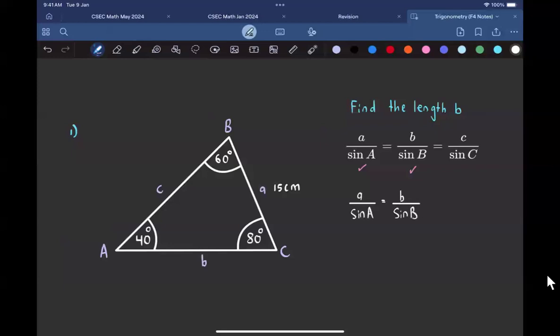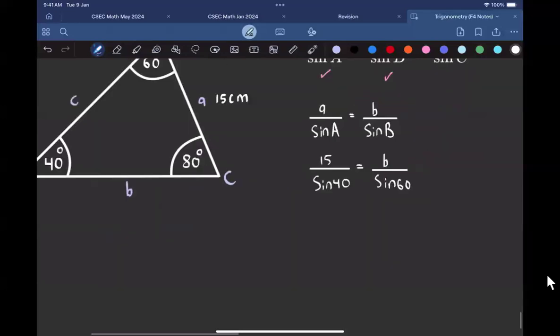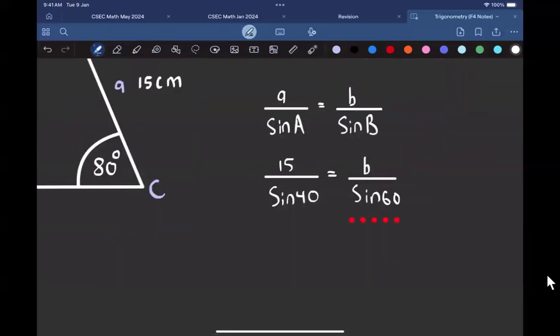The formula we're going to use is A over sine A is equal to B over sine B. Let's plug in now. Rihanna, what is A? 15 centimeters. What is angle A? Sine 40 degrees. Amy, tell me the rest of the information. It would just be B over sine 60. Anytime you have two fractions, what do we do? Cross multiply. Let's cross multiply.